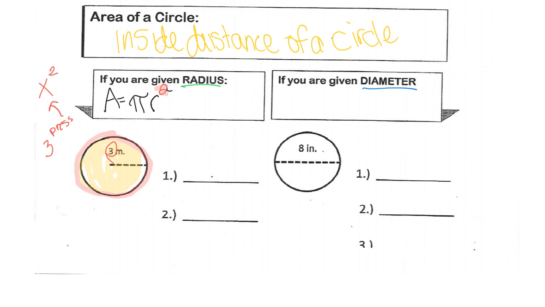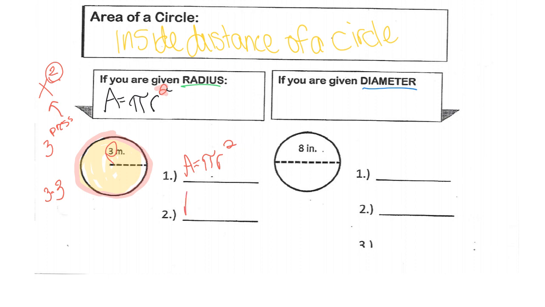Or if something's squared, that's really saying 3 times 3. So you could do pi times 3 times 3, and that'll give you the same thing as if you do pi times 3 and press that x squared button. Okay, so let's first start by putting in our formula: A equals pi r squared.